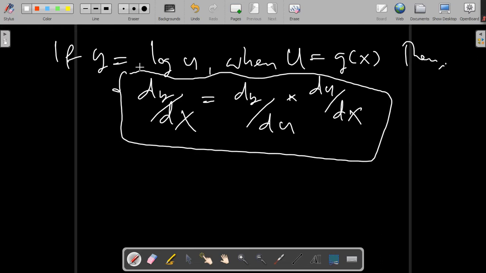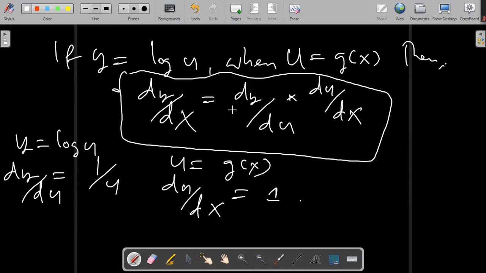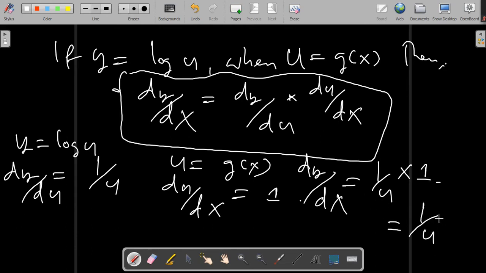Since our y is equal to log u, we differentiate dy over du. That will give 1 over u. And since u is equal to g(x), we differentiate du over dx, and that will be equal to 1. When we plug into our formula, dy over dx is equal to dy over du, which is 1 over u, times du over dx, which is equal to 1. So this is how we solve this function. That will be equal to 1 over u.